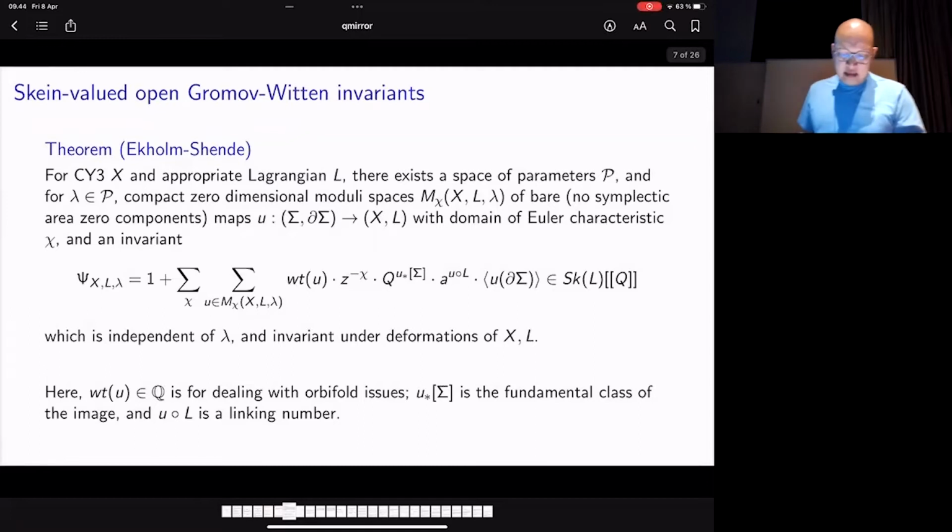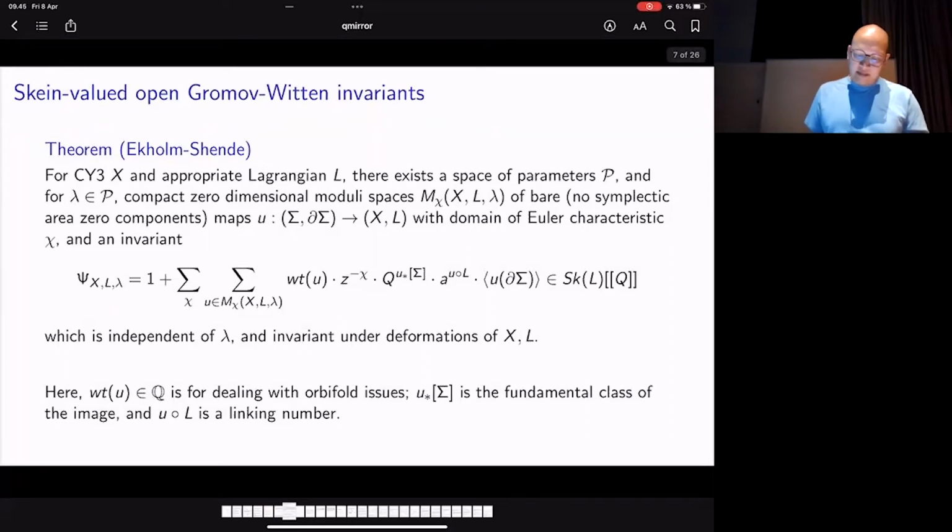Then this Z to the minus Euler characteristic. That's rather than count, I should say, I count disconnected curves, and rather than count by genus, I count by Euler characteristic. So that's the Z variable. Then I record, like when you do closed Gromov-Witten theory, you should record the homology class of your curve, and I record that in this Q power.